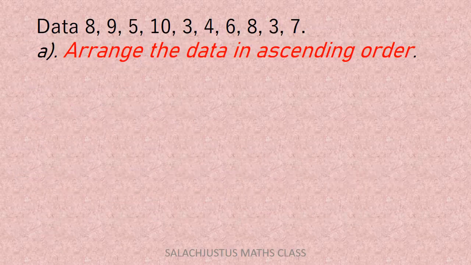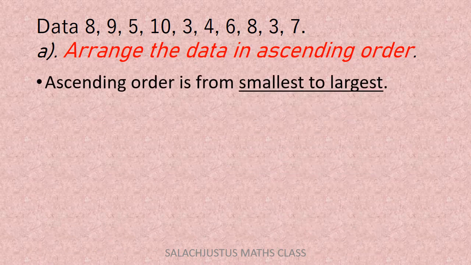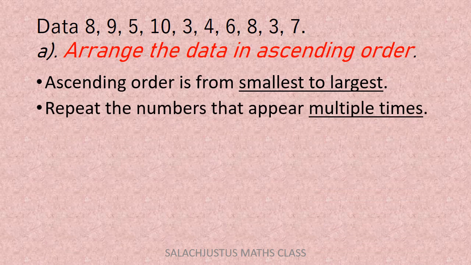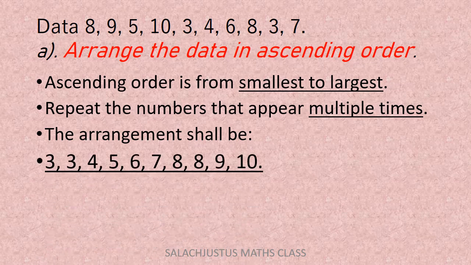First question, arrange the data in ascending order. Ascending order is from smallest to largest. Remember to repeat the numbers that appear multiple times, and the arrangement shall be 3 centimeters, 3, 4, 5, 6, 7, 8, 8, 9, and 10. Notice that 3 and 8 appeared multiple times, 2 times each.